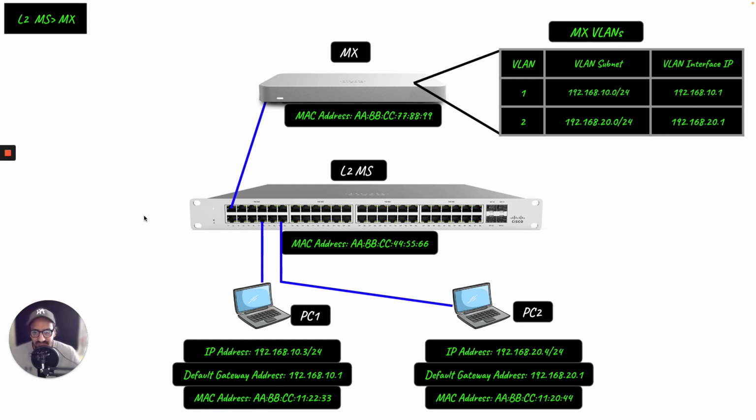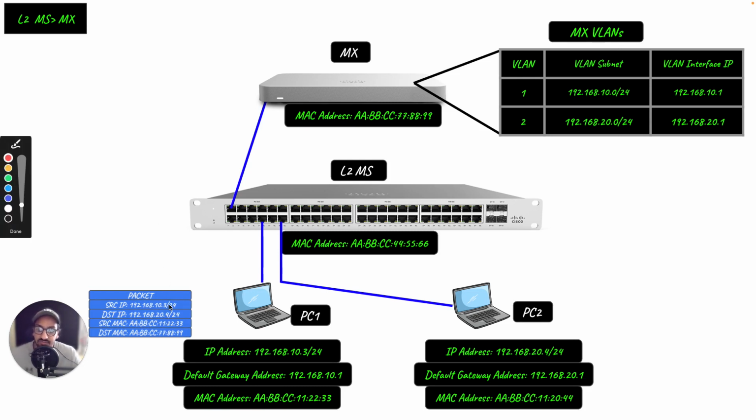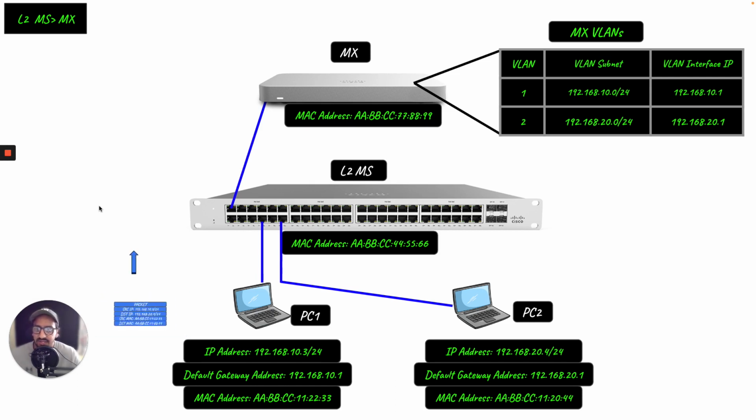We have a packet here, and if you see, the source IP is PC1's, the destination IP is PC2's, the source MAC address is PC1's, and the destination is over here. That is actually the MX. PC1 knows the MAC address of its default gateway via ARP. If you don't understand ARP, I do have another video for that. So it's going to send the packet over to the switch. Let's go ahead and do that.